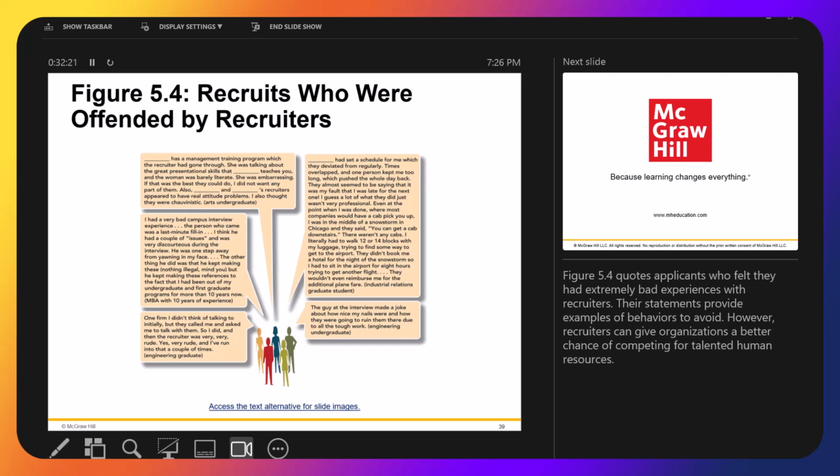Recruits who were offended by recruiters. Here's something that you can read at your leisure about when recruits were offended by recruiters. I can tell you this: if I was a manager over recruiters and I had a recruiter out there offending people, they wouldn't be a recruiter very long. I would get rid of them. That concludes this chapter.